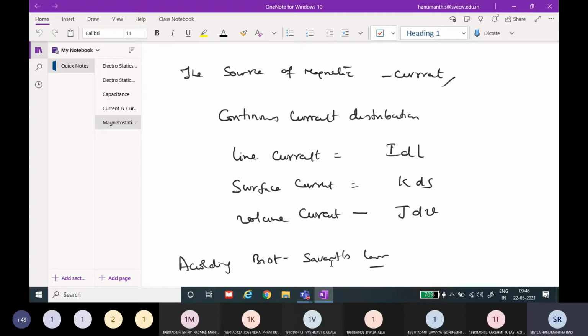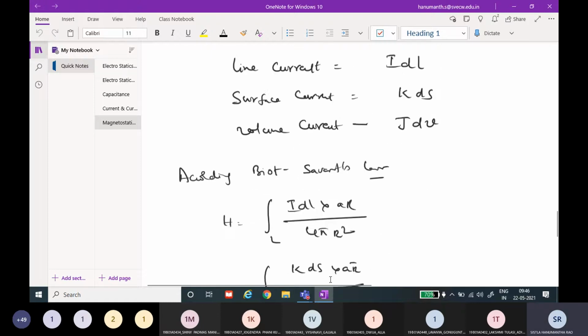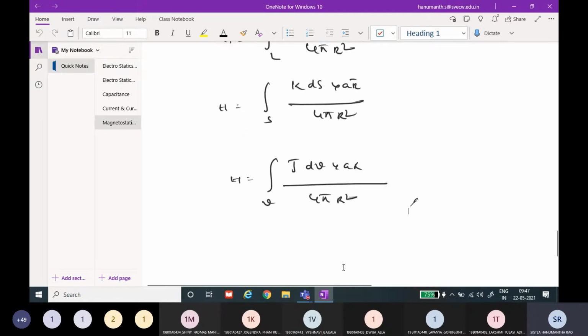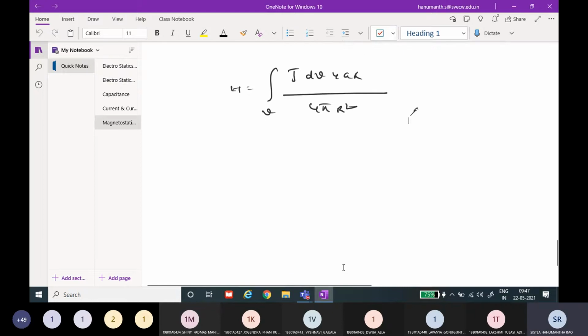Like continuous charge distributions, here also we represent continuous current distributions: line current as I dl, surface current as K dS, volume current as J dv. According to the Biot-Savart's law, the magnetic field intensity due to the line current, the surface current, or the volume current will be represented like this. This is what we covered in yesterday's class.